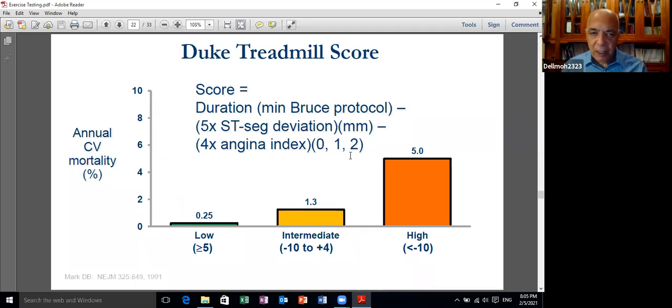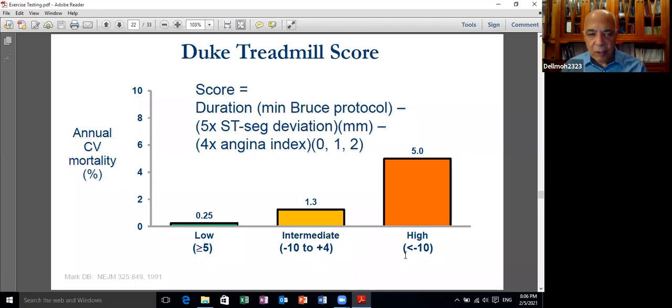Now, this is an important index, easy to calculate, provided that you have the precautions that I just mentioned: age below 75 and a regular Bruce protocol of exercise. It tells you a lot of things. Number one, it tells you whether the patient is in the low risk, intermediate or high risk category. For the low risk category, the score is equal to or above 5. The intermediate is between minus 10 and plus 4, and the high is less than minus 10.